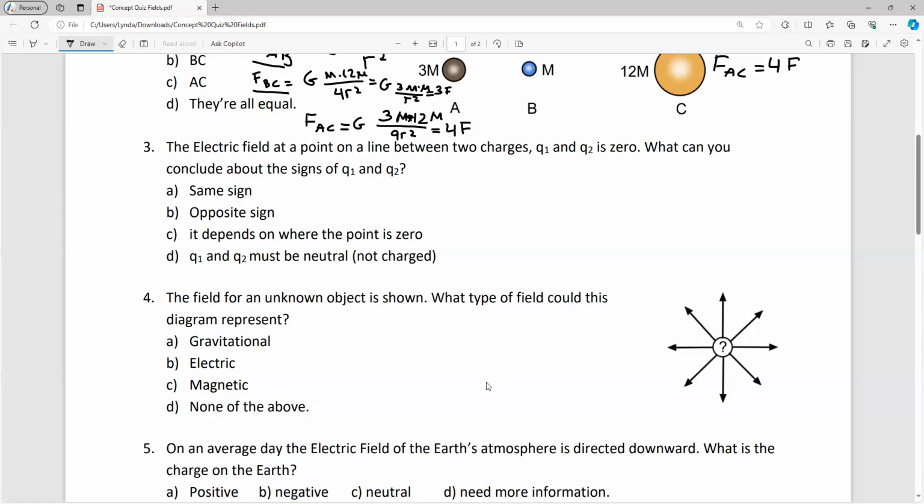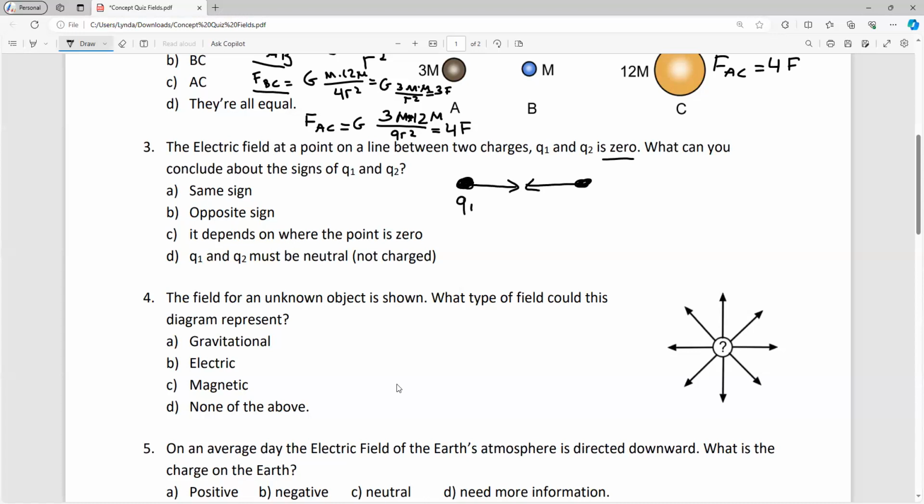Would it be opposite sign? Okay, so Q1 opposite, like what is positive, one is negative. Try to think like what is electric field? Electric field, it's a vector. Okay, and we want to have it 0, right? So what about charges between Q1 and Q2?